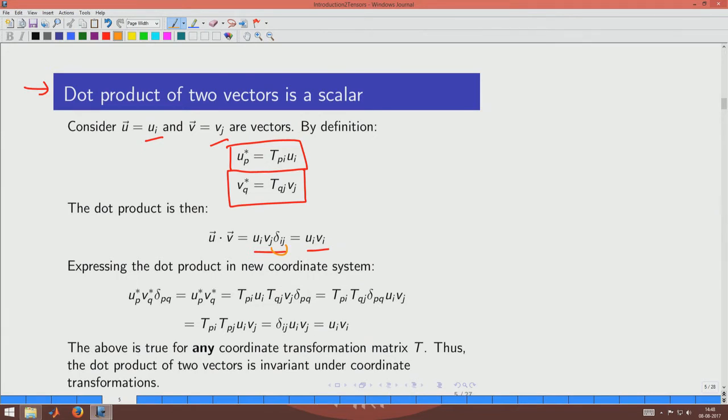The way we change the coordinate system is to say that the transformation matrix T has some values, and we see the dot product in the new coordinate system. The dot product in the new coordinate system is given by u*_p v*_q delta_pq, and of course, I notice that the subscripts are repeated, so I just use this. So, this is the dot product in the new coordinate system. Now, because u and v are given as vectors, we use the definition of a vector for both u and v.